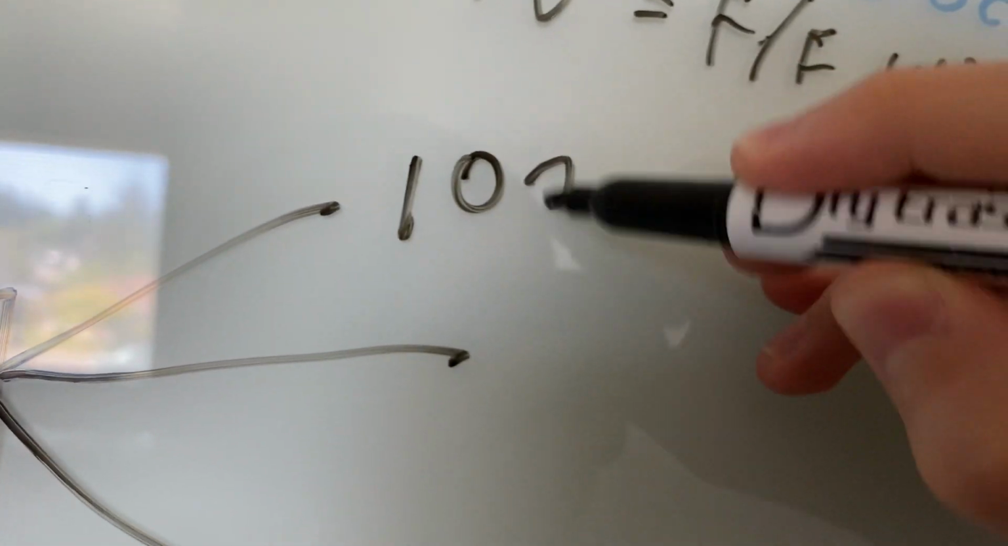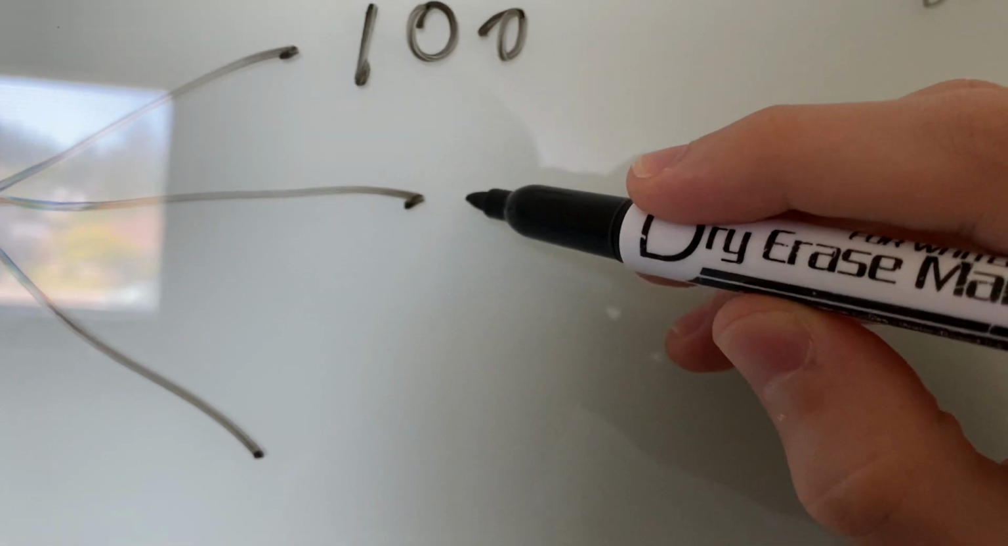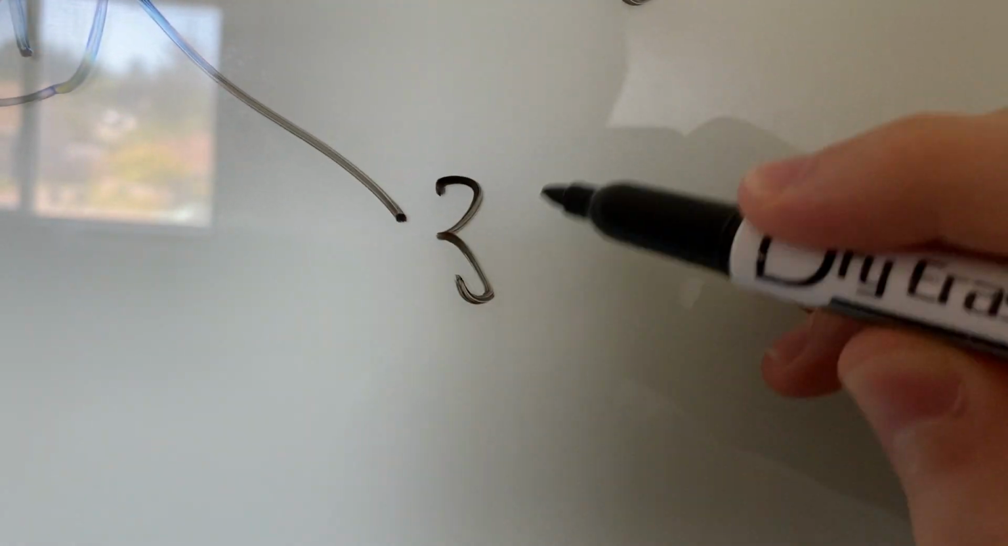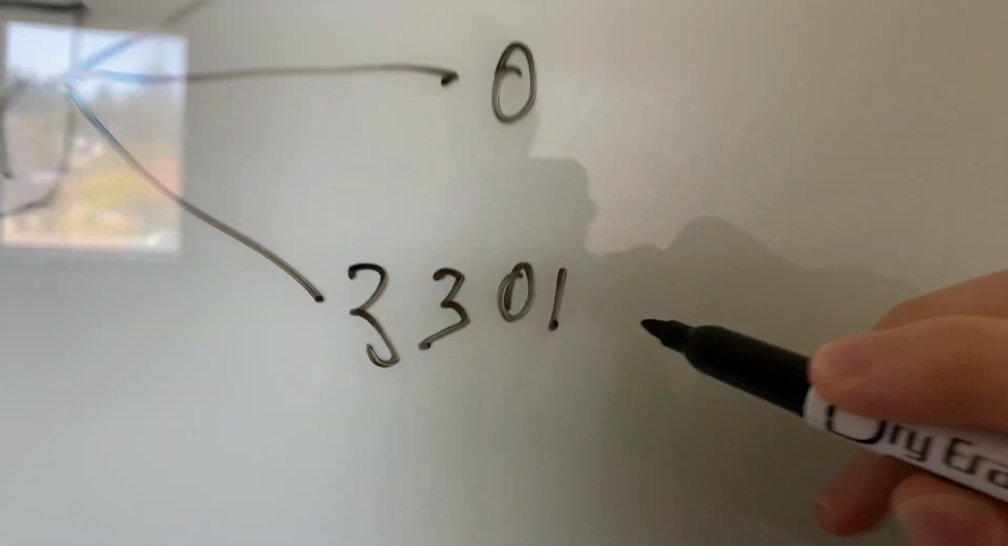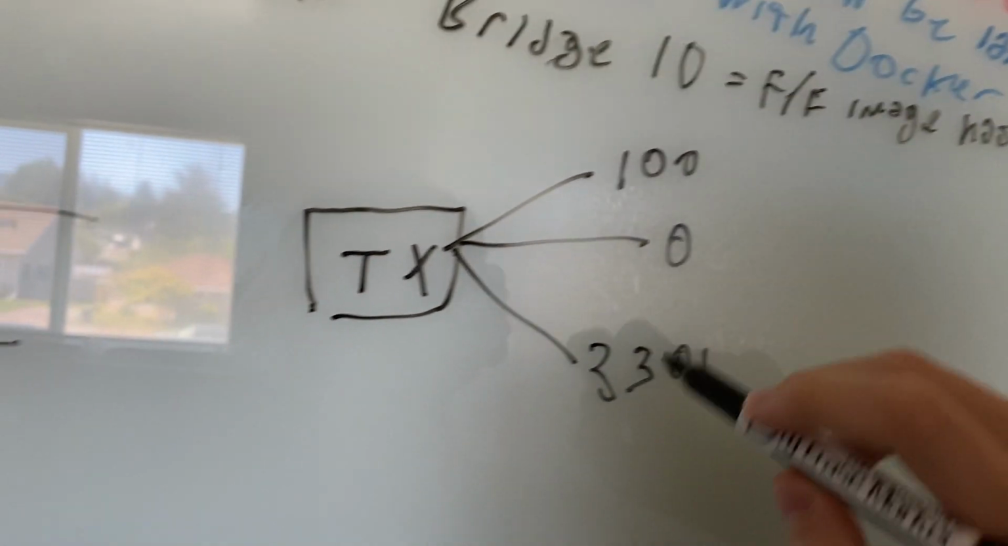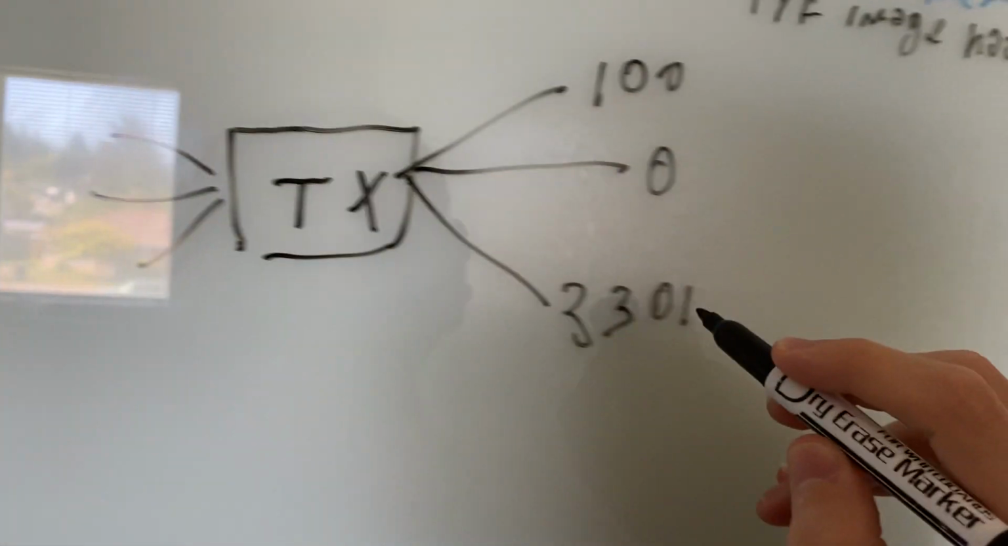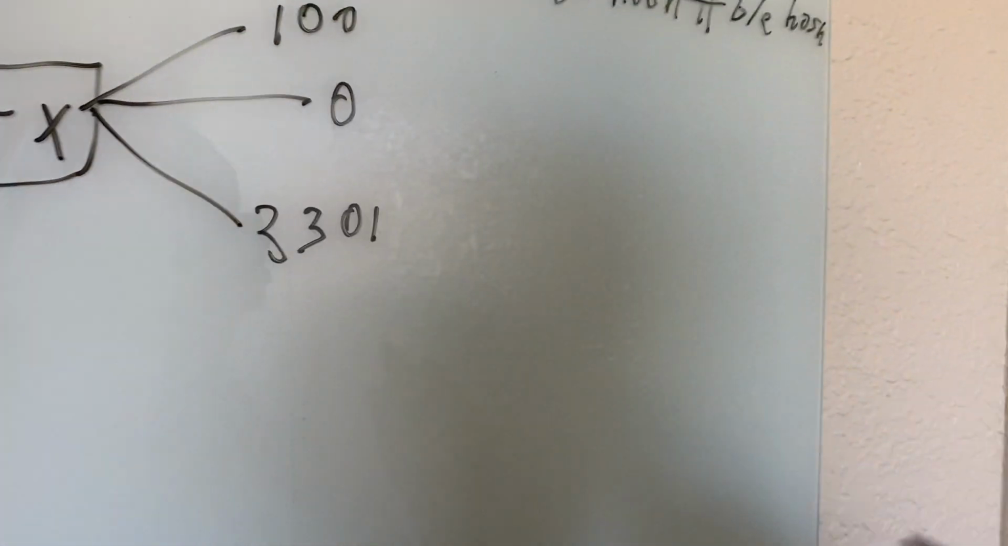We'll give each output here a value. Maybe this one has 100 Satoshis, this one has 0 Satoshis, and this one has 3,301 Satoshis. So there are 3 outputs to this transaction, and of course it's got some inputs which come from, in this case, a place that doesn't really matter.